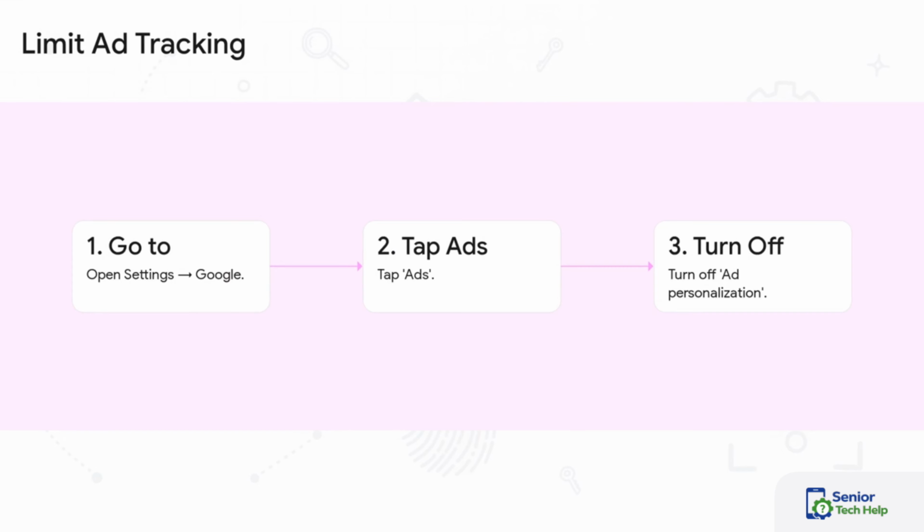Okay, step two. To dial back those targeted ads on Android, we're going to deal with something called your advertising ID. It's easy. Just go into your phone settings again, but this time find and tap on Google. From there, tap on Ads, and you should see an option that says Delete Advertising ID. Go ahead and tap that. It just makes it harder for your activity to be tracked for ads.